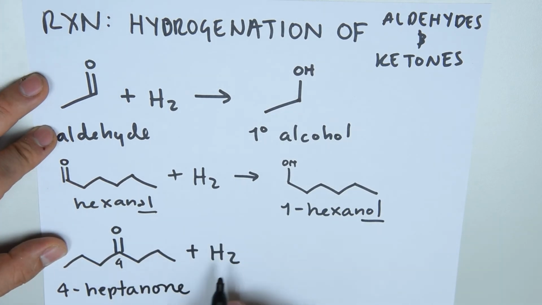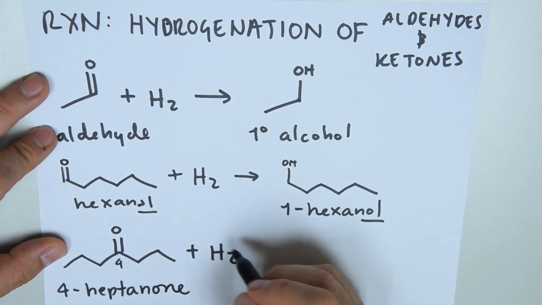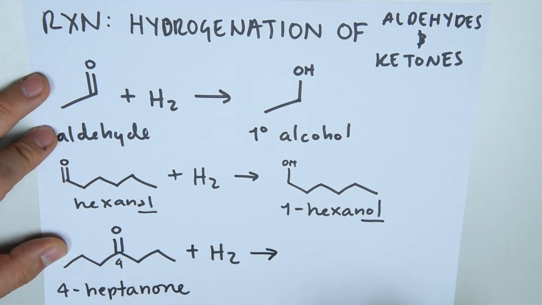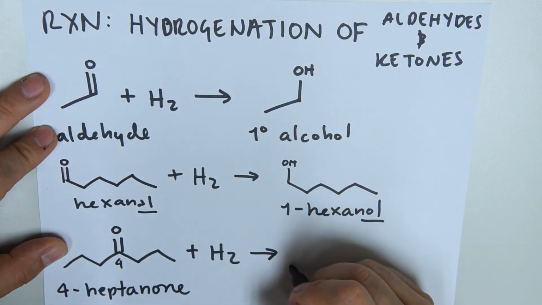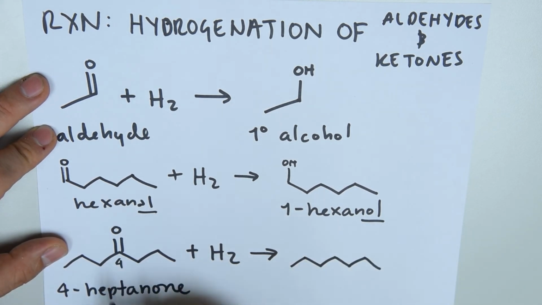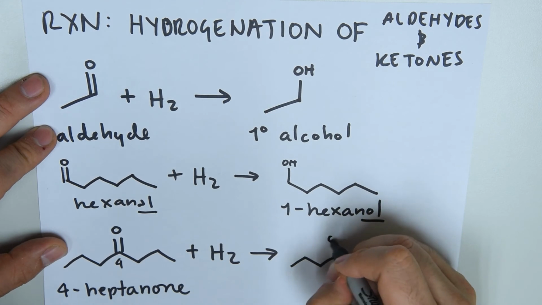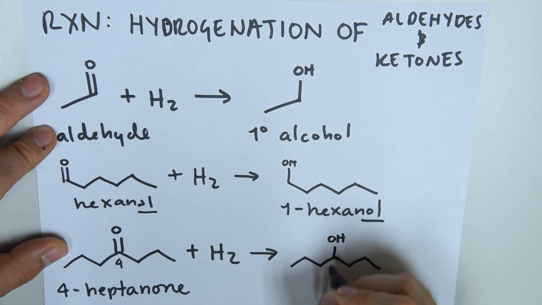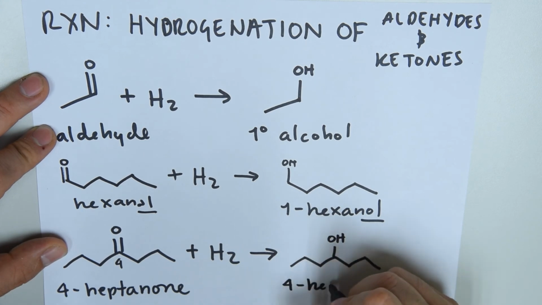Whenever we add hydrogen to a ketone, we're going to turn it into what type of alcohol? A secondary alcohol. 1, 2, 3, 4, 5, 6, 7. And wherever we had the double bond O at number 4, we add the OH group. And the name of this molecule is 1, 2, 3, 4, 4-heptanol.